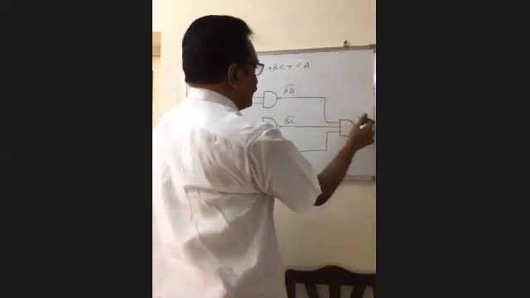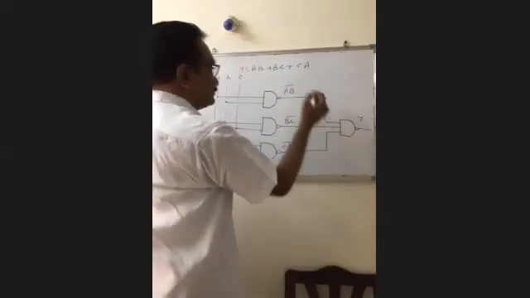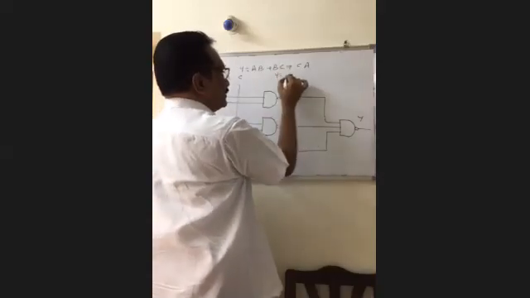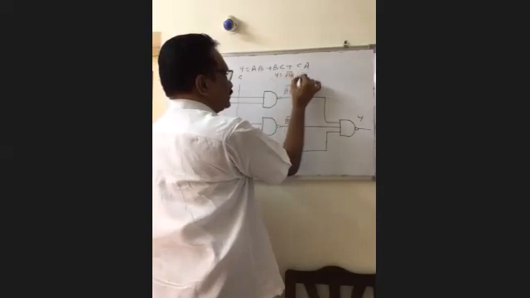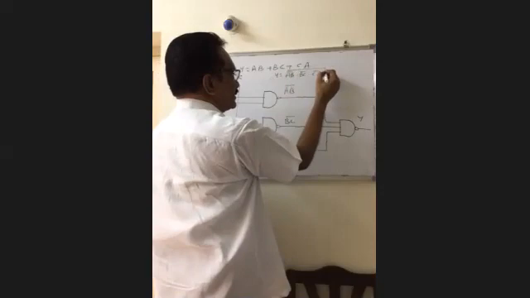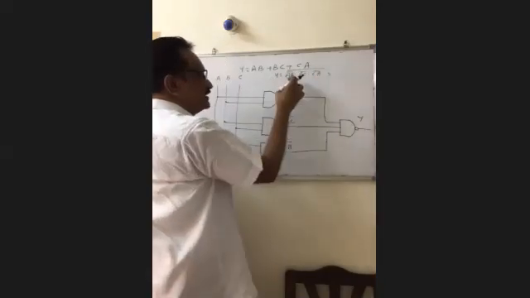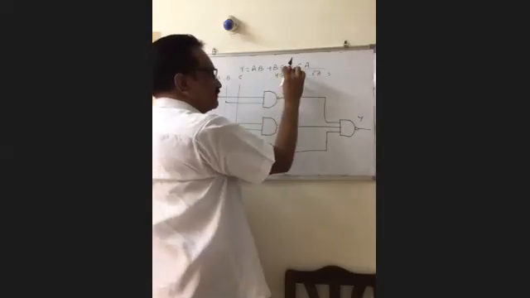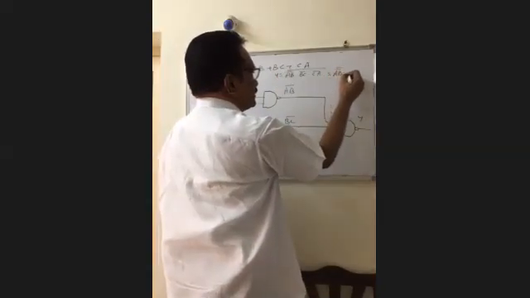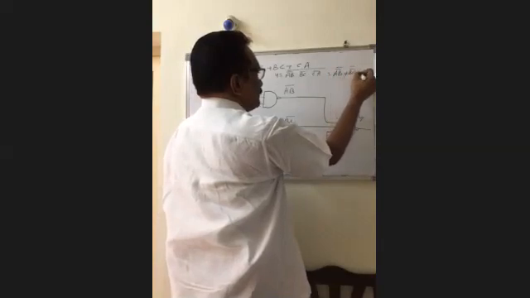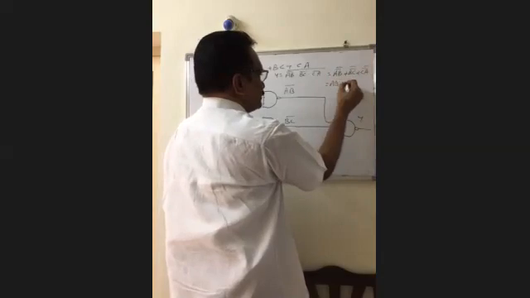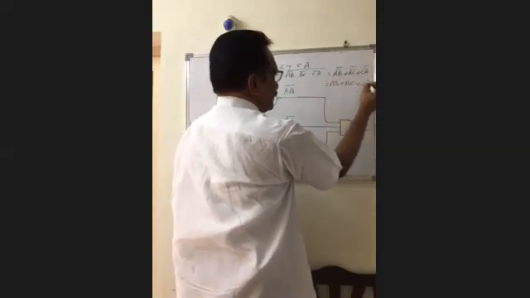Our final output y can be written as y is equal to AB bar into BC bar into CA bar whole bar. According to De Morgan's theorem, it can be rewritten as AB bar bar plus BC bar bar plus CA bar bar. That is equal to AB plus BC plus CA.